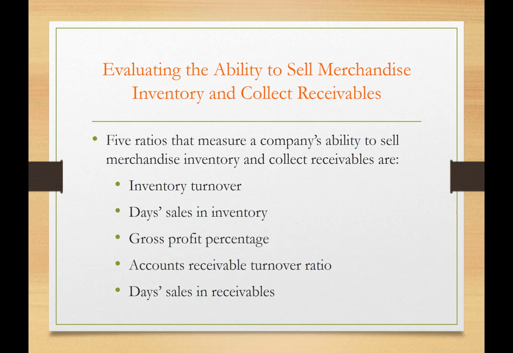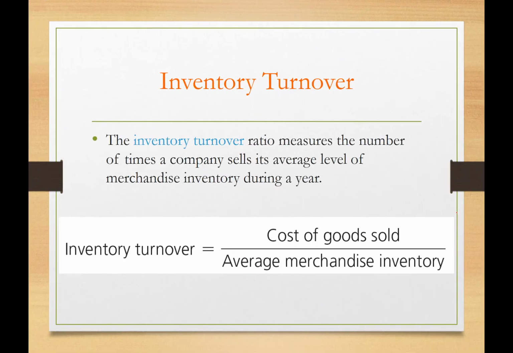All right, so then we get to the next category, and that's evaluating the ability to sell merchandise inventory and collect receivables. And we have 5 ratios there. We have inventory turnover, days of sales in inventory, gross profit percentage, accounts receivable turnover ratio, and days of sales in receivables. All right, so how are we going to calculate inventory turnover?